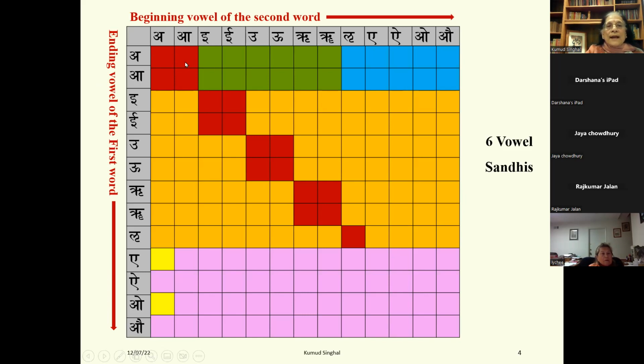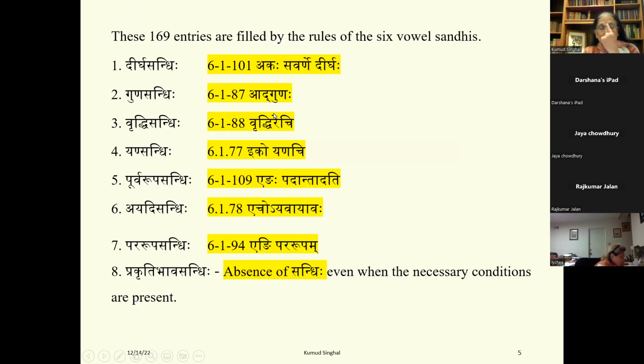Here, there are 6 colors, and these are the 6 Sandhi rules. Like this will be one Sandhi, this green will be another Sandhi, blue another Sandhi, orange another Sandhi, purple another Sandhi, and yellow another Sandhi. So these 169 entries are filled by 6 Sandhi rules. The 6 Sandhis are Dirgha Sandhi, Guna Sandhi, Vriddhi Sandhi, Yan Sandhi, Purva Rupa Sandhi, and Ayadi Sandhi.